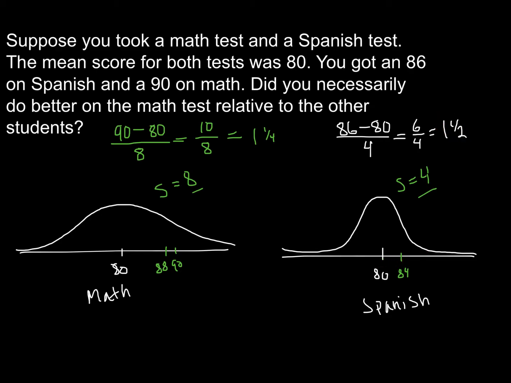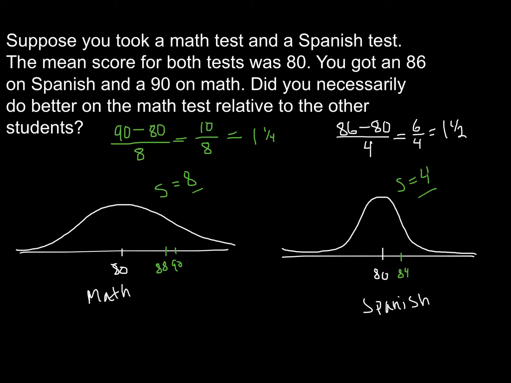If you look at these curves here, this one is much more spread out. The standard deviation is bigger. On average, people were 8 units away from the mean, and on Spanish, people were much more closely clumped to 80. So when you got an 86, it was actually more impressive because you were further ahead of the whole group. And this is what's called a z-score. How many standard deviations were you either above or below the mean?